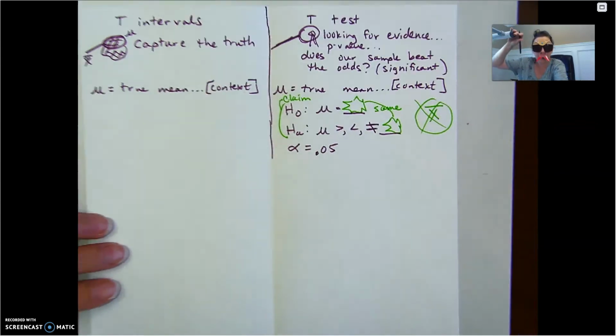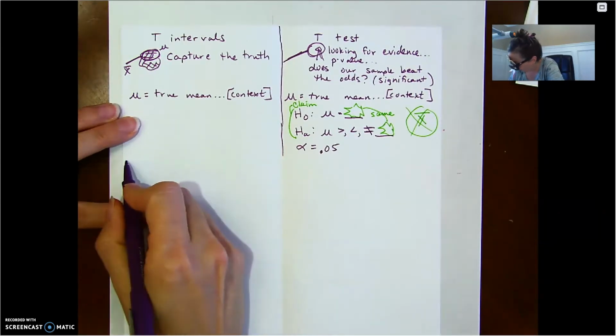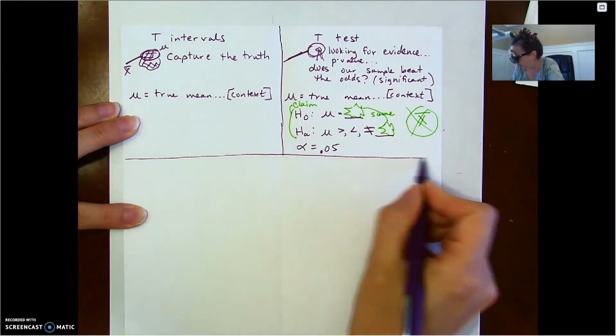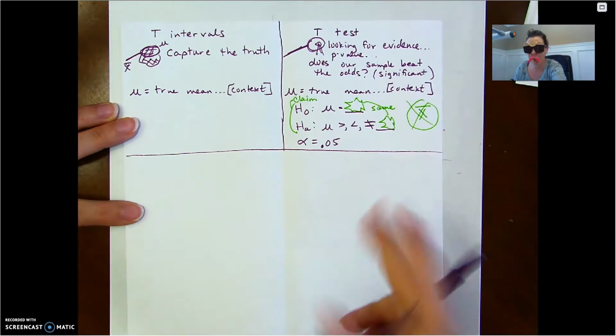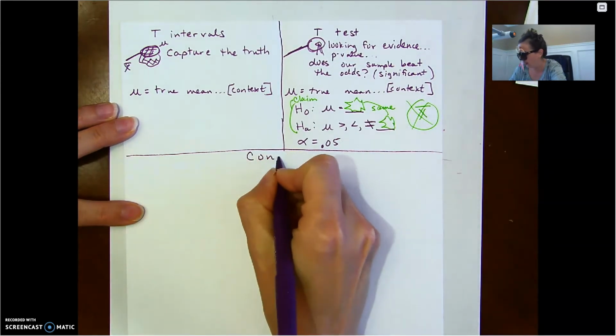All right. So let me zoom it out, and now things kind of come together for both of these. They have the same conditions, so that'll be helpful. I'm going to do one giant condition section.